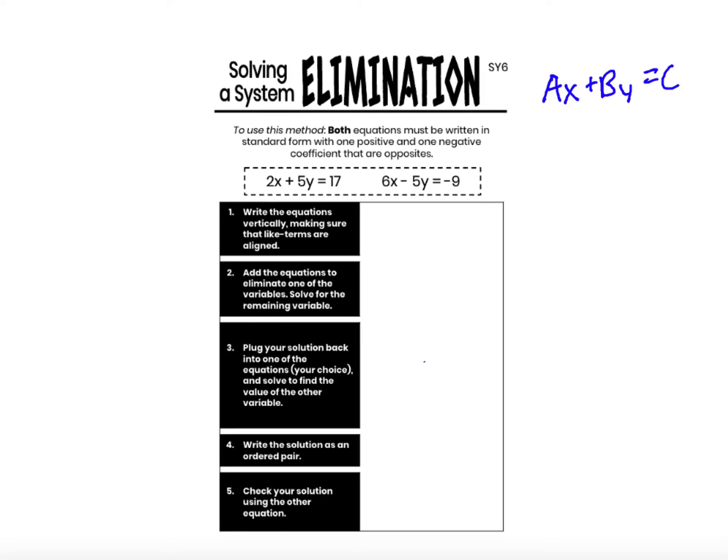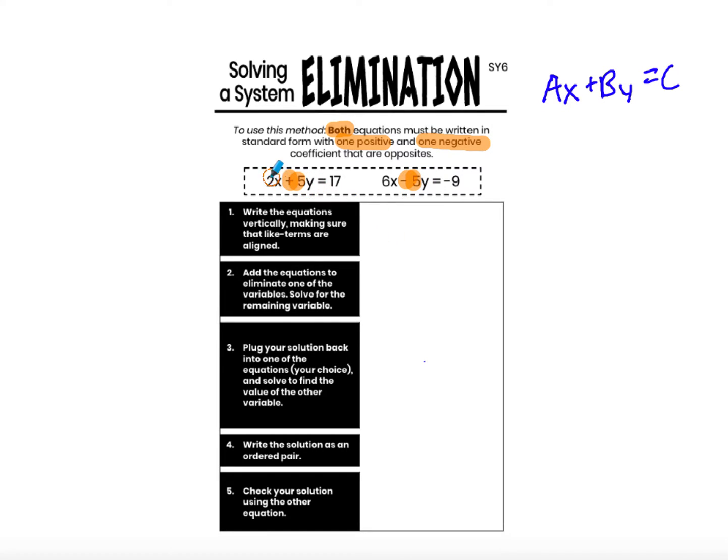In order to use elimination, both equations need to be in standard form, and then we are looking for one positive and one negative coefficient that are opposites. Basically, we are looking for the same number in front of a variable, so 5 in front of y, 5 in front of y, one positive, one negative.